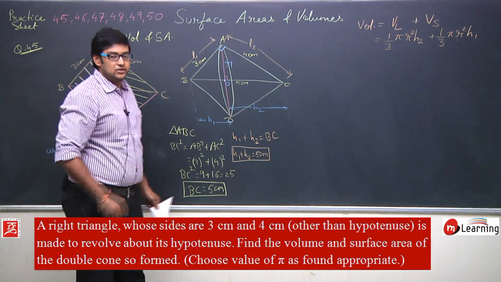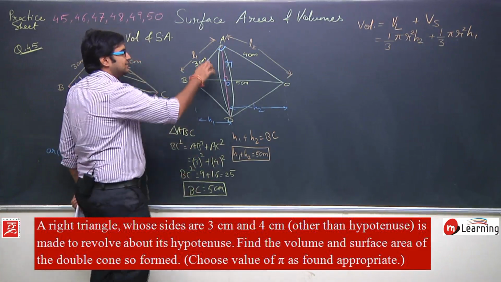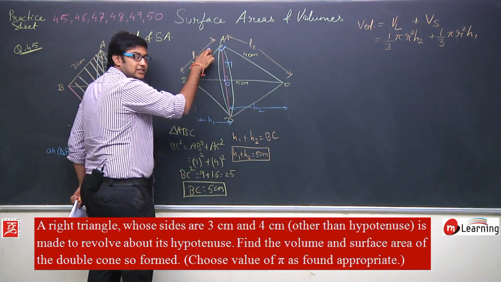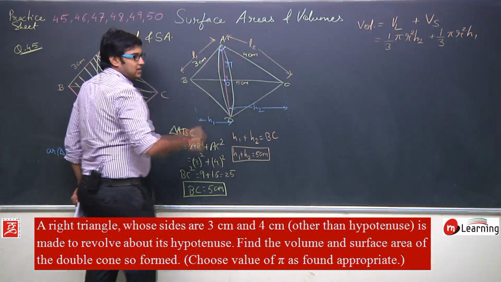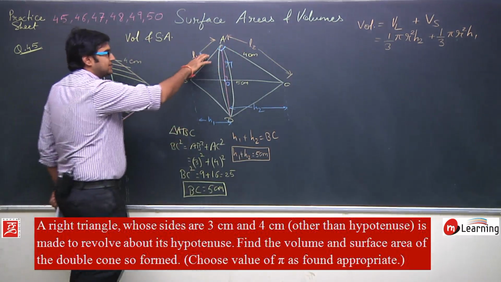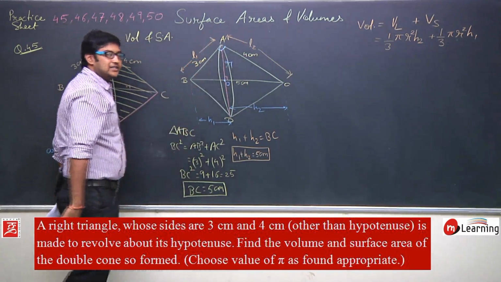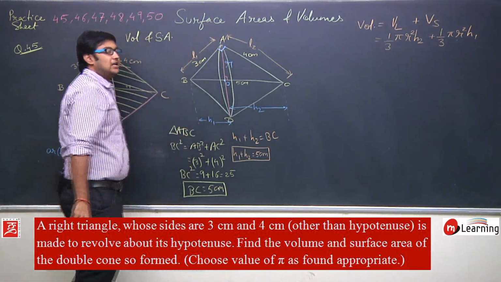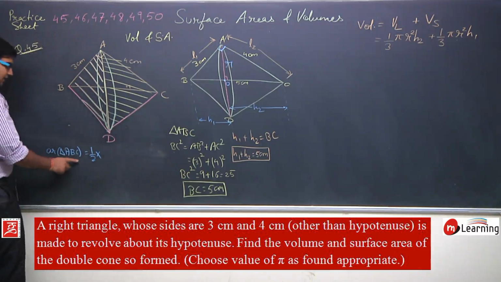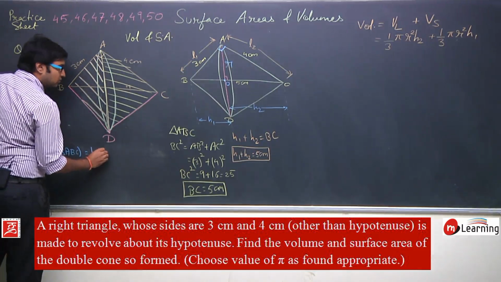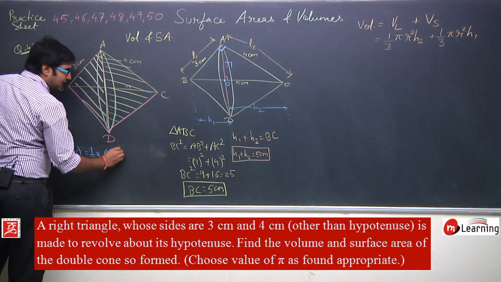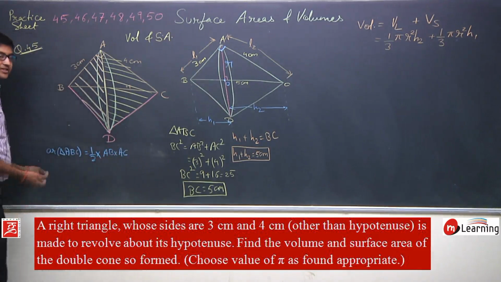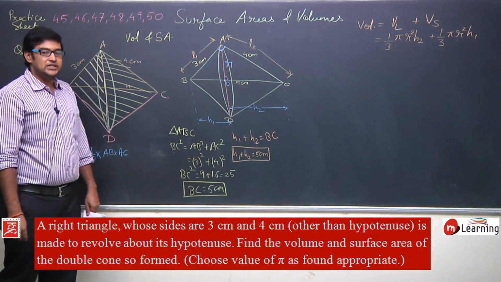Now what is the base of this cone? If I consider this AB as the base, then this AC will be the height. Okay, I consider AB as the base and AC as the height. Why? Because these two are perpendicular, they are exactly perpendicular. So I can write area of ABC is equal to half into AB (base) into AC (height). This is the area of triangle ABC.